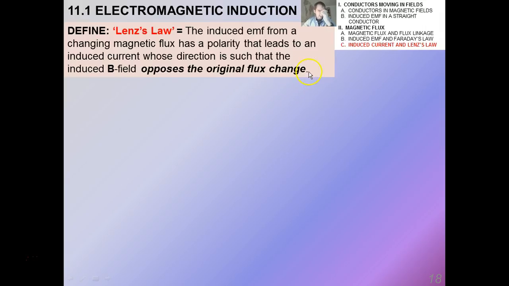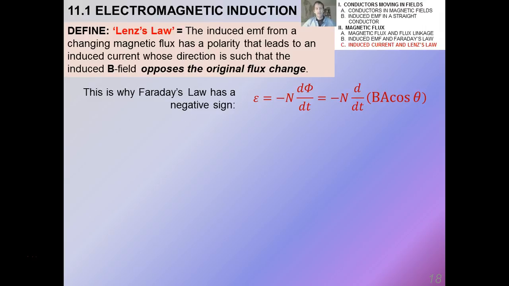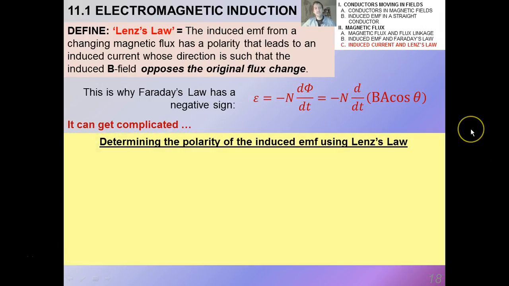All right, and I'm going to define for you something called Lenz's law. Lenz's law says that the induced EMF from a changing magnetic flux has a polarity, meaning that the induced current has a direction which is such that the induced B field opposes the original flux change. And you'll see in this video that that's the way it has to be. There is no other way that it can be. And this is why Faraday's law has that negative sign, which I've been avoiding addressing until now. And it can get complicated.